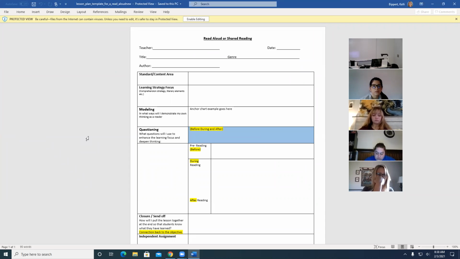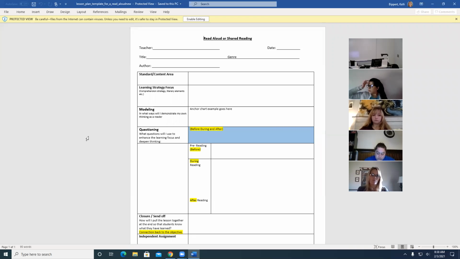Try to be as specific as you can with genre. Don't just say nonfiction. Be a little more descriptive. Is it biography? Is it autobiography? Is it informational? Is it expository? Describe it in a little more detail there. If it's fiction, be more specific. Is it historical fiction? Is it like a fable? Be as specific as you can with a genre.